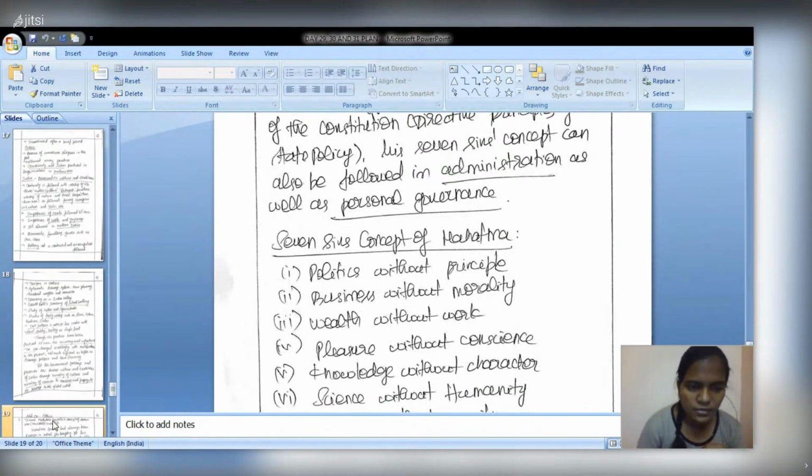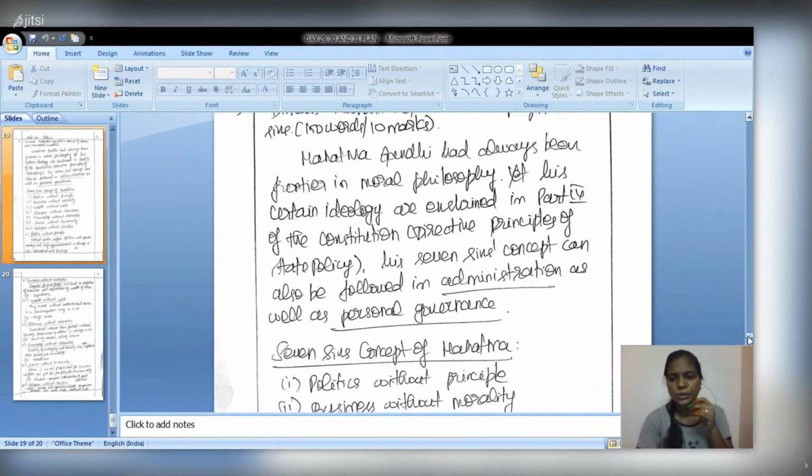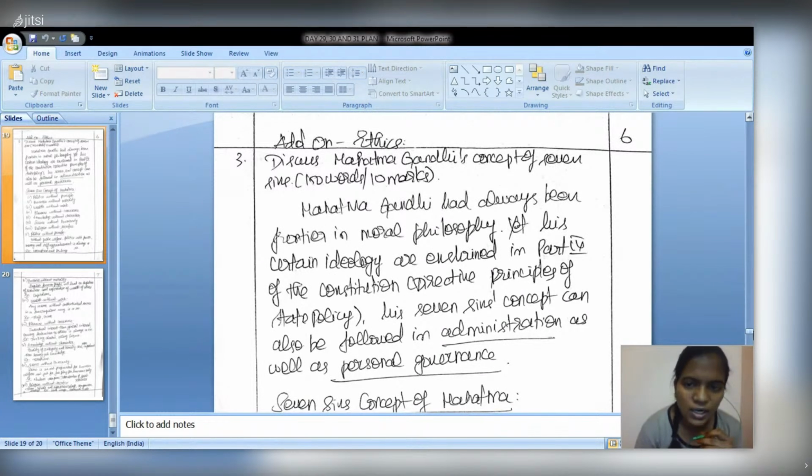So, third question, this is a very direct question. It comes under the important contributions of philosophers and thinkers from India and the world. Discuss Mahatma Gandhi's concept of seven sins, which you can get from the Mahatma Gandhi website celebrating the 150th birth anniversary. This is given in all the ethics books based on UPSC preparation. While you are reading about the important contributions of philosophers and thinkers in India and the world, you will read about Mahatma Gandhi's seven sins concept.